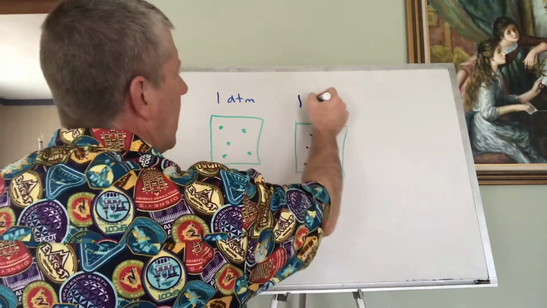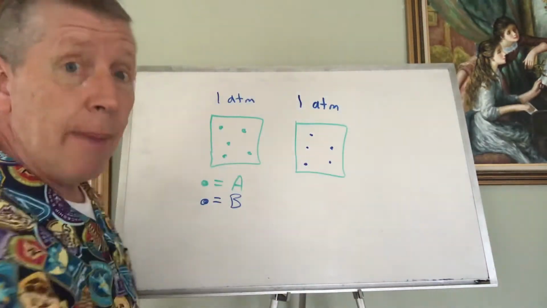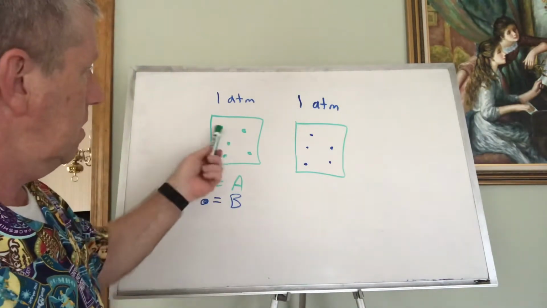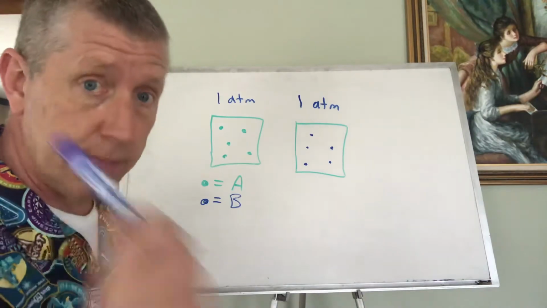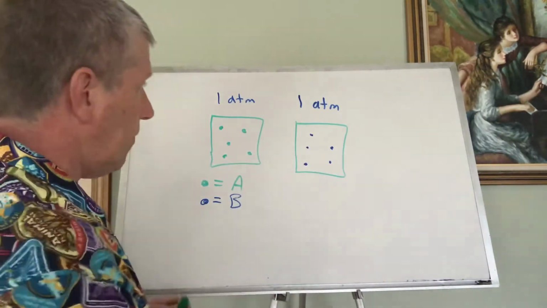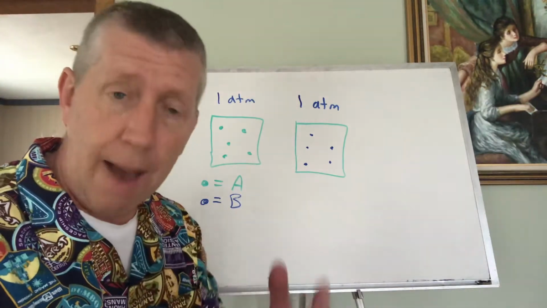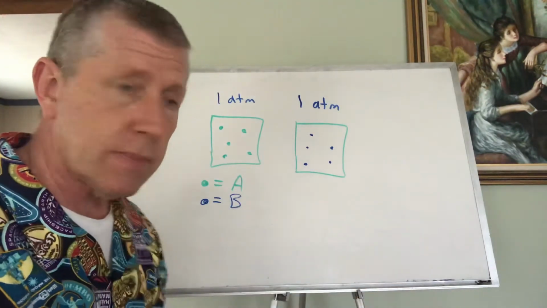Now I say, why does this one also have to have 1 atmosphere? Because look at how many particles they have. Equal particles, same temperature, same volume. So we both would have a 1 atmosphere pressure that they're exerting on their container.